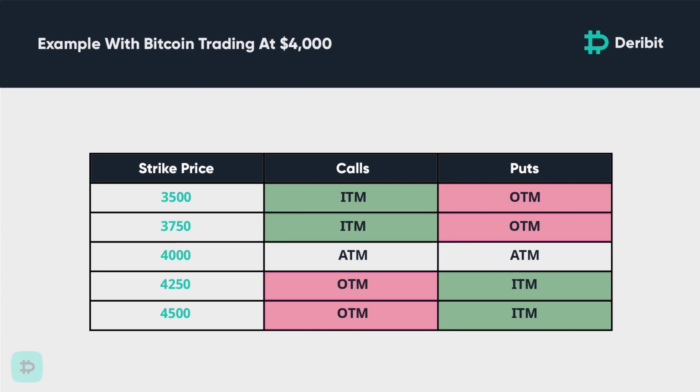Note that the prices are rarely going to be precisely at any of the strike prices, so it is common to describe the options that are close to the current price as being at the money. For example, if Bitcoin was trading at $4,010, you could still describe the $4,000 strike options as being at the money.